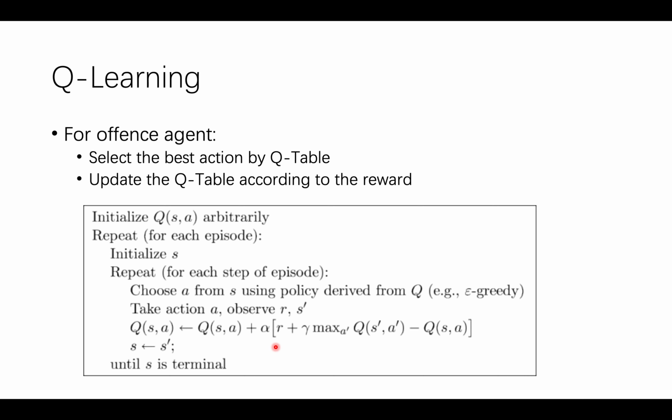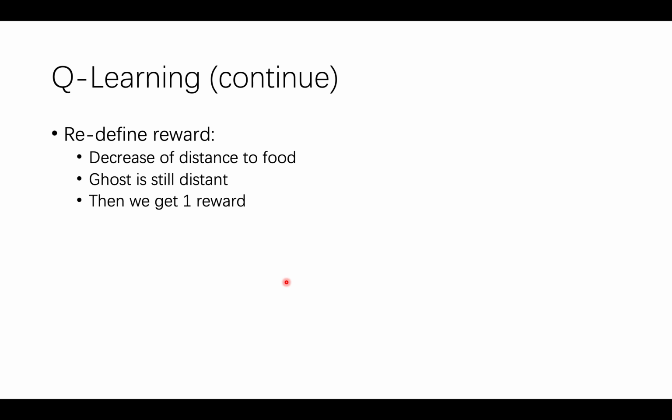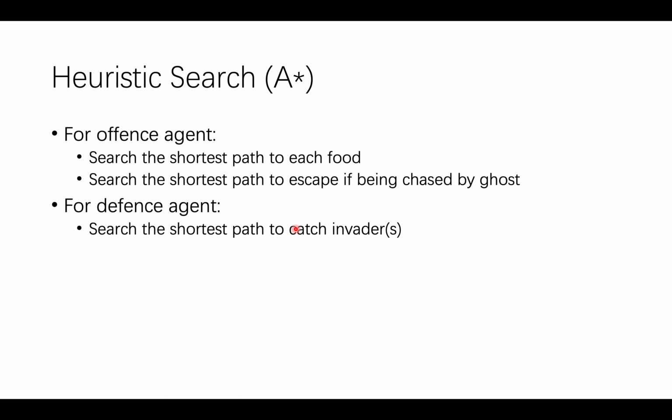The difficulty is the definition of the reward of each action-state pair. We redefine the reward as the decrease of the distance to the food, which means if you take an action that can shorten the distance to your closest food, and the goal state is still distant, you will get 1 reward.